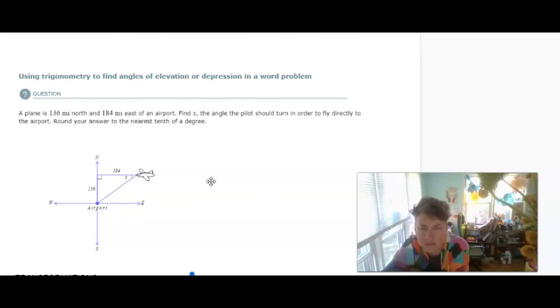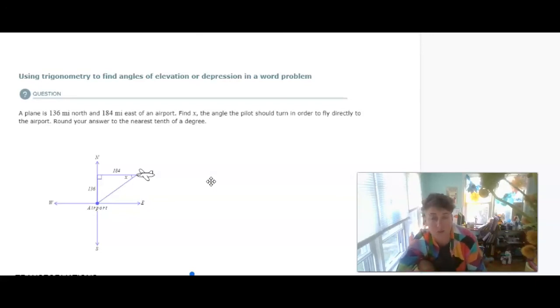Now, obviously, they wouldn't fly directly to the airport because they'd be crashing into the ground. But that would be the fastest way to get to the airport. So it's probably somewhere in the middle. Maybe they use this for estimating how long it's going to take to get there. Good information to have.